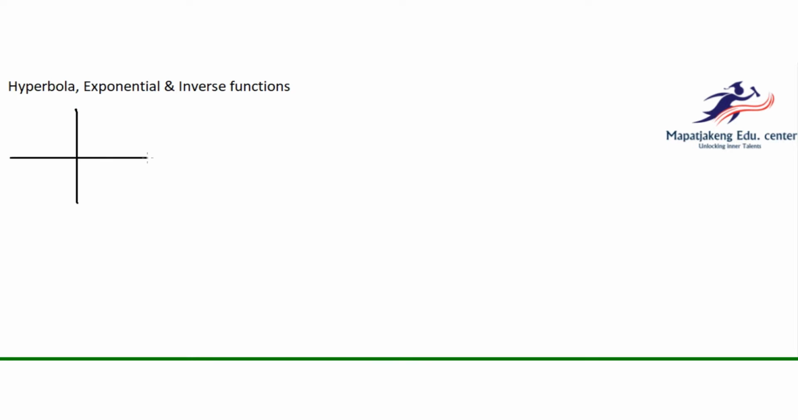A hyperbola must be drawn on a Cartesian plane, with x and y. Let's consider the hyperbola's form. It's in this form: a over x minus p, plus q. Then this denominator, x minus p, is equal to 0. As we solve it, x is equal to p, taking p to the other side of the equal sign.